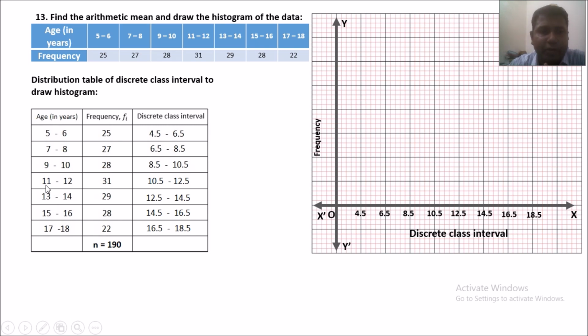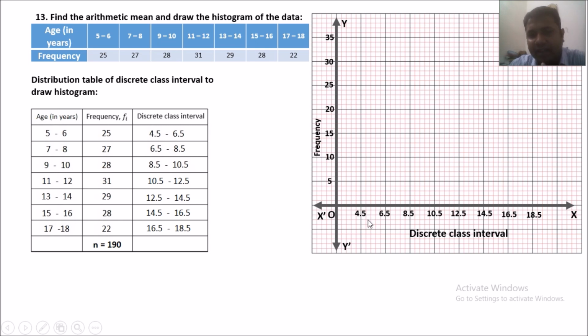So now we are going to draw the frequency on the y-axis. You can see first, what is the highest number here of the frequency? 31. So we have to take up to 35. So here is 5, 10, 15, 20, 25, 30, and 35. Now we are going to draw the graph by using the discrete class interval and the frequency.